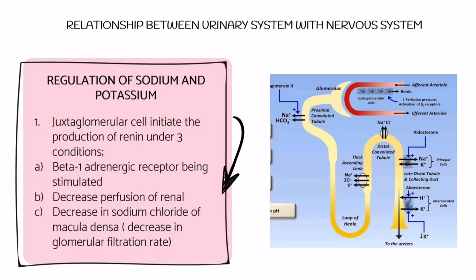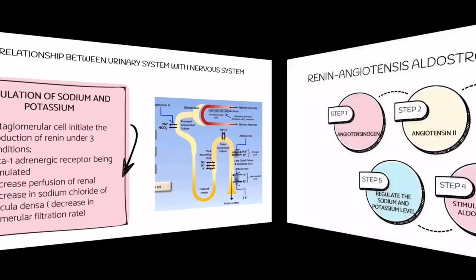So the second reason why the renin is being produced is because of the decrement in the renal perfusion. That means the blood flow into the kidney is less. Thirdly, this renin is being produced when the sodium chloride level in the macula densa drops. That causes the glomerular filtration rate to drop.